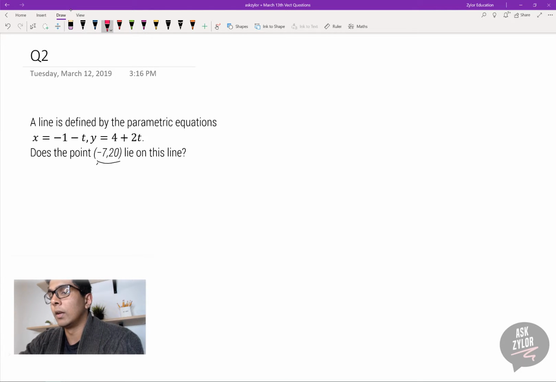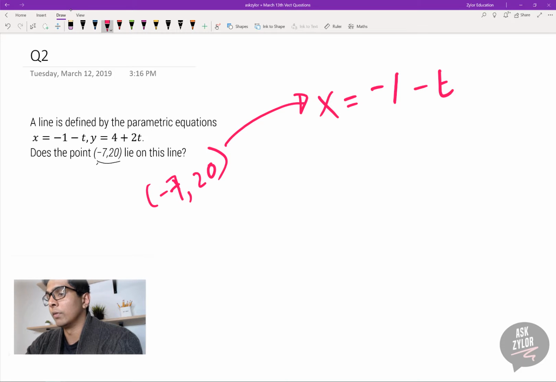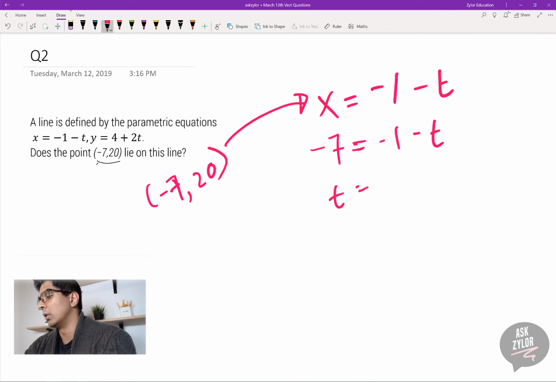I'm going to go ahead and plug in. So I have x is equal to negative 1 minus t, and my point is negative 7 and 20. I'm going to plug the x value of that point into my parametric equation. So it's going to be negative 7 equals negative 1 minus t. So my t is going to equal 8.